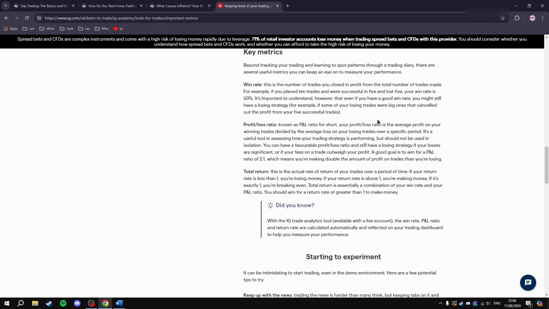Key metrics. Beyond tracking your trading and learning to spot patterns through a trading diary, there are several useful metrics you can keep an eye on to measure your performance.